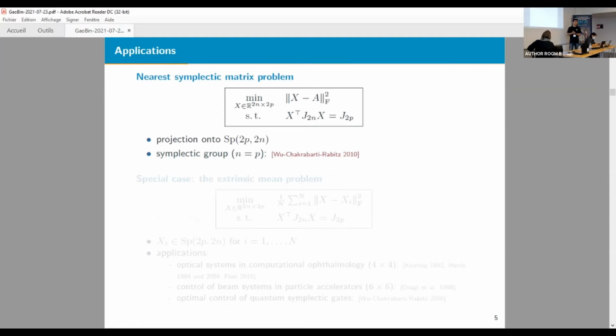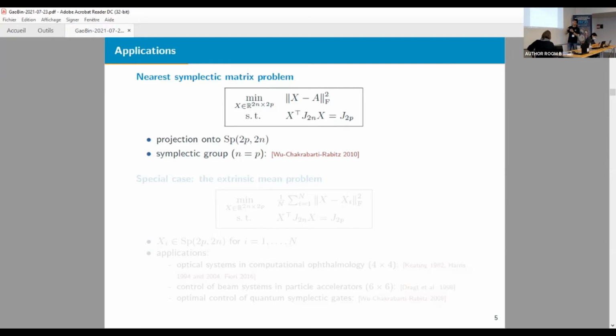Before we move into the detailed geometry, I want to give you some introduction to the applications. I think this is very important, since it motivates our research. The first one is a projection problem. Consider we have a distance function, and we want to compute the projection of any matrix onto the set of symplectic matrices. So how can we do that? We need to solve this optimization problem.